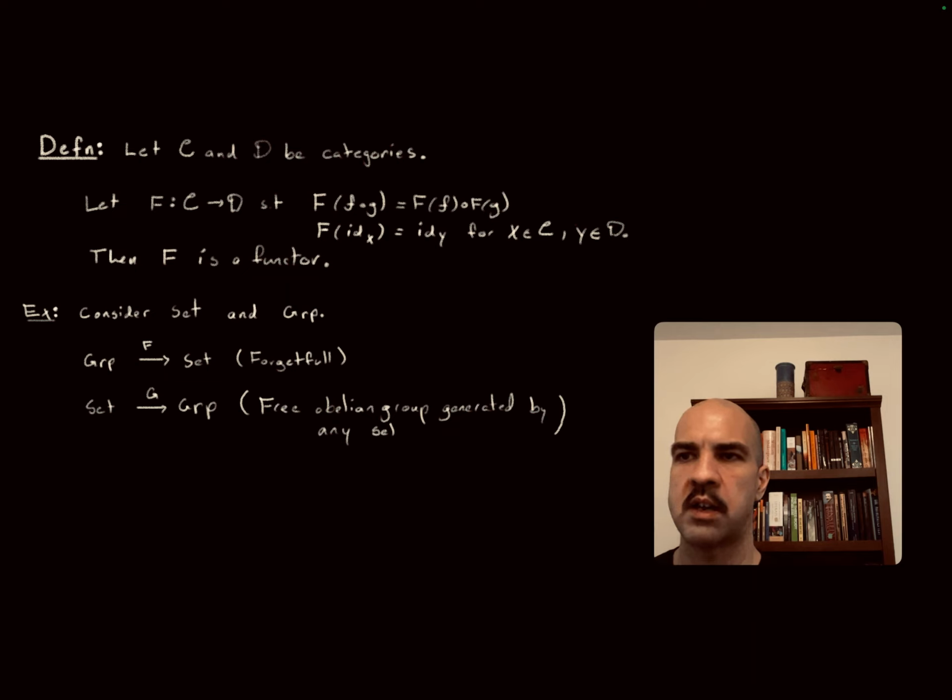And this is for X and C and Y and D, and we call this a functor. So we can think of a functor as something that maps one category to another. And to see this concretely, let's take a look at a very special functor.